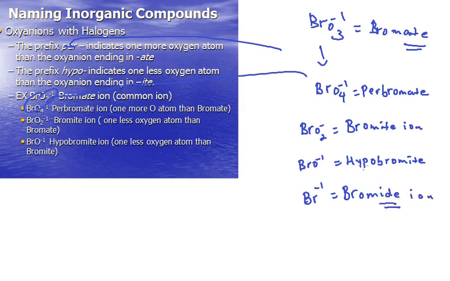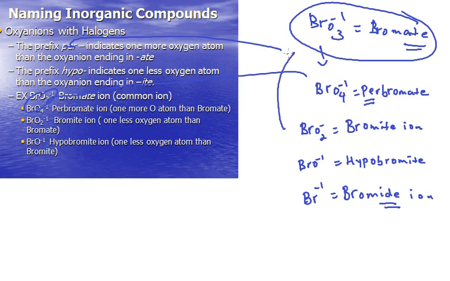So like I say again, you have to be focused with the standard one, which is the one that ends with ATE. And then if you add 1 oxygen, you have to use a prefix per. If you take away 1 oxygen from the standard one, it has to be said bromite, ITE. If you take another oxygen from bromite, you may say hypobromite, so the deficiency of oxygen. If it is single, you say bromide ion.